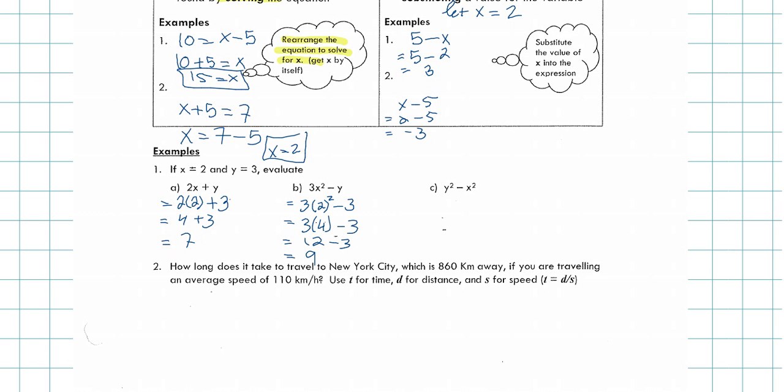Are we okay with this? Okay. And you have y squared minus x squared. So same idea. I'm going to replace y with 3 and x with 2. So that is 9. Take away 4, which is 5. Any questions?